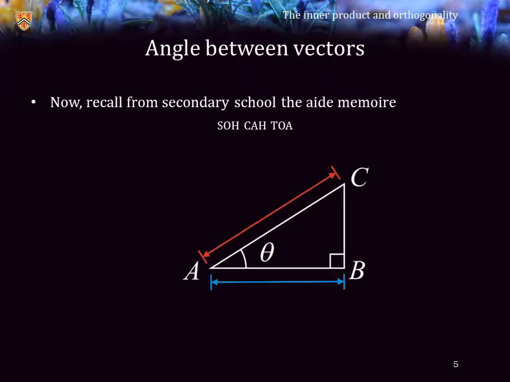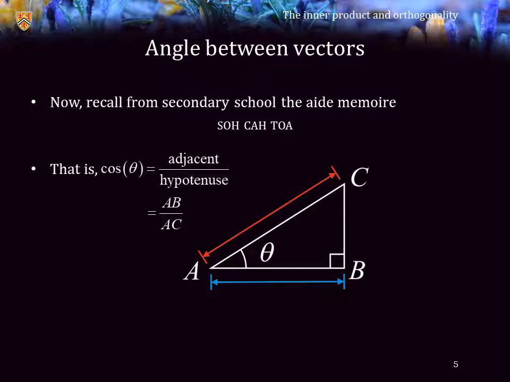Now, recall from secondary school your aide-memoire SOHCAHTOA. Specifically in this case, cosine of theta is equal to the adjacent over the hypotenuse. In this image, we have that this is the line segment AB over the line segment AC. Now, for this to work, you must remember that the line segment AB may result in a negative number.